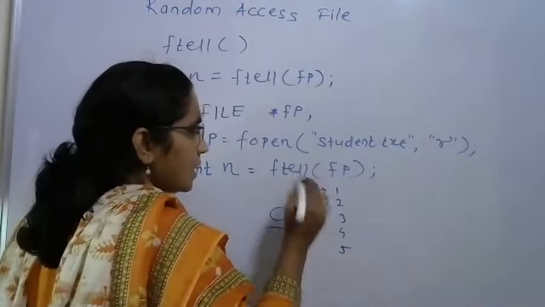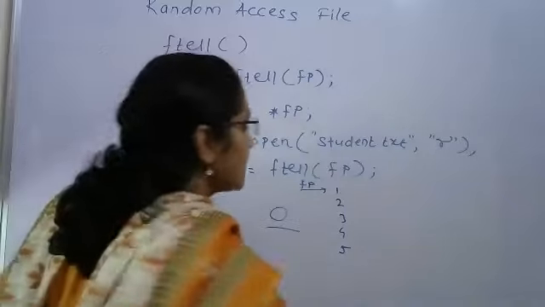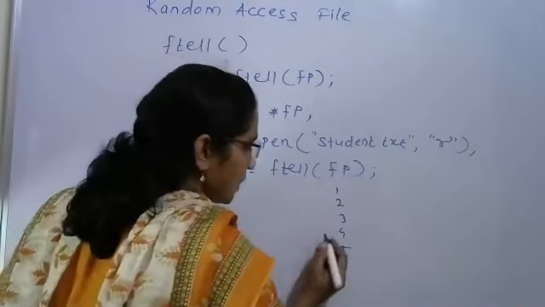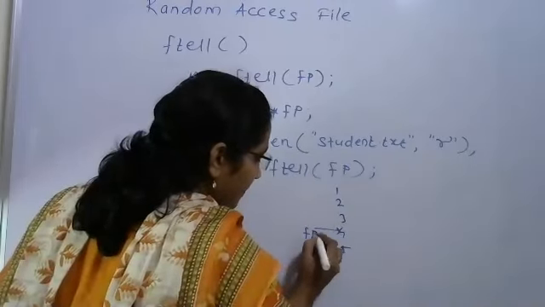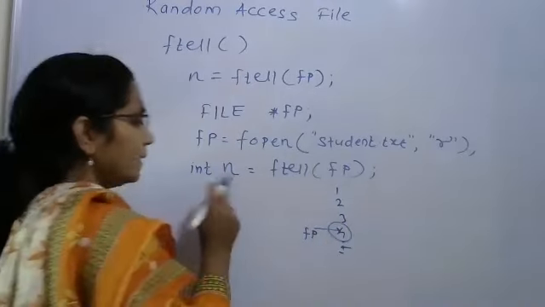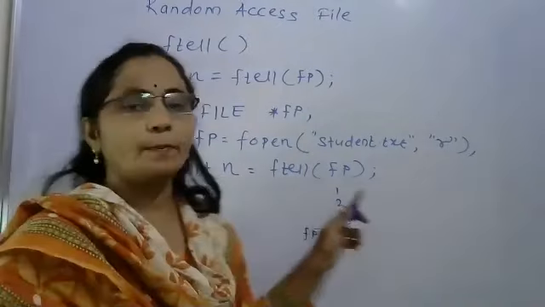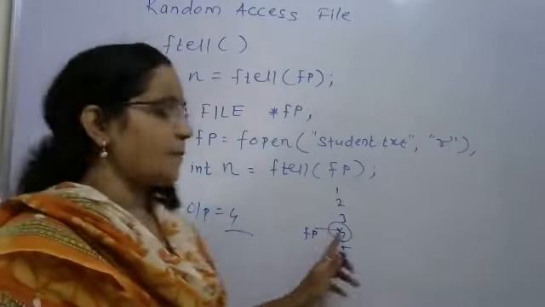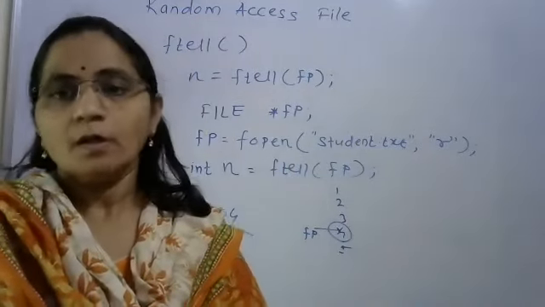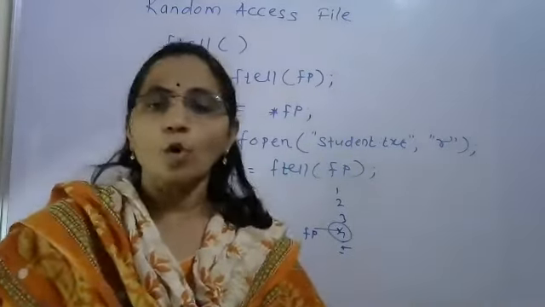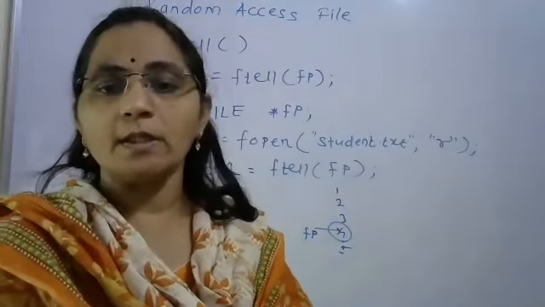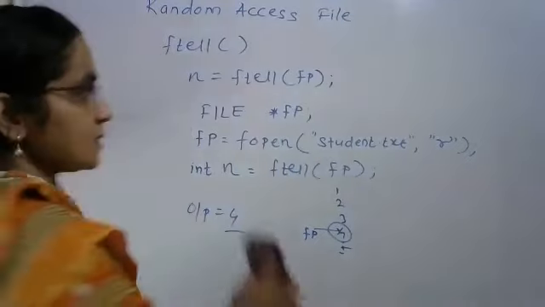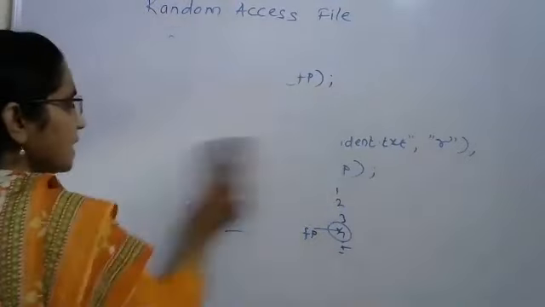Suppose after doing some operations in that student file, your file pointer is at the fourth location, and then you use integer n equal to ftell(fp). Obviously your output becomes 4, because fp is at the fourth position. So in this way, if you want to know the position of the current pointer in a file, then you must use the ftell function. This is the first function. Now the second function is the rewind function.